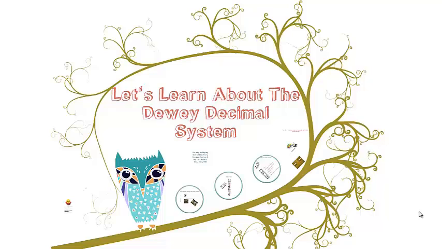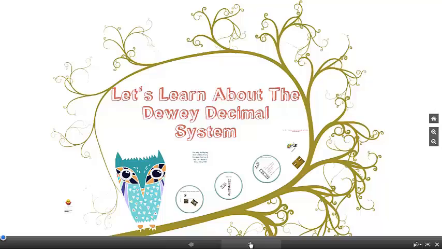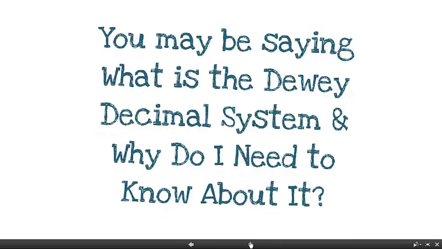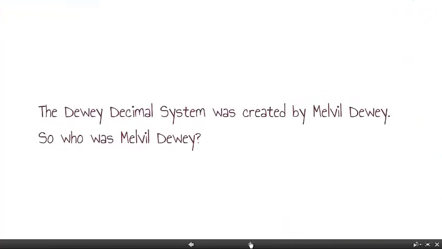This instructional video will be about the Dewey Decimal System. The Dewey Decimal System is the system we use to find books in the library. It was invented by a man named Melville Dewey. Melville Dewey lived in the 1800s. He is famous because he invented a system to arrange books so that they could be found easily in the library.